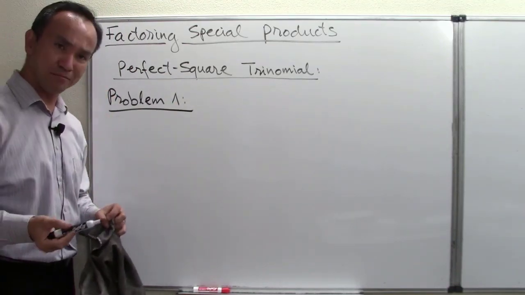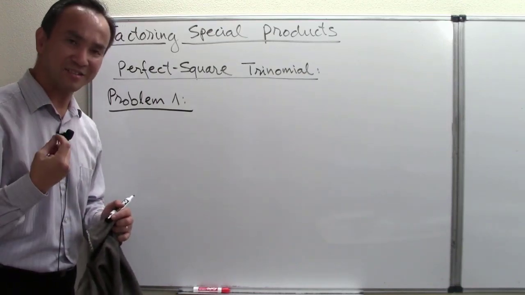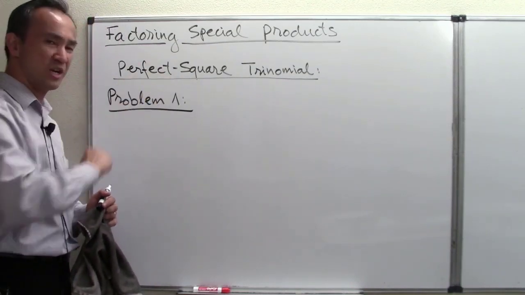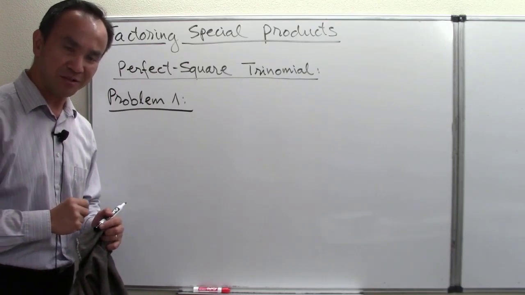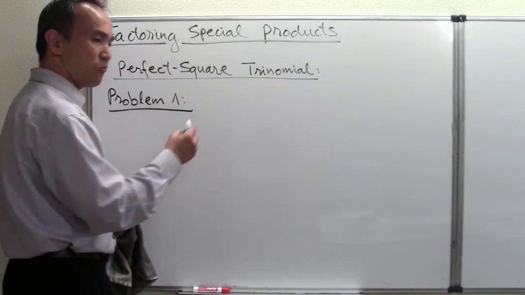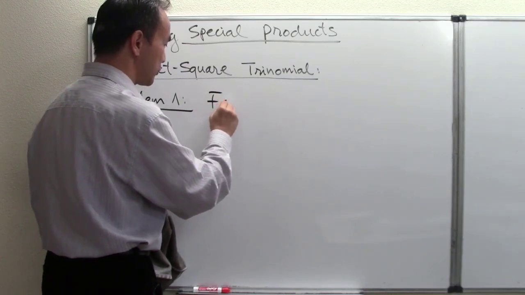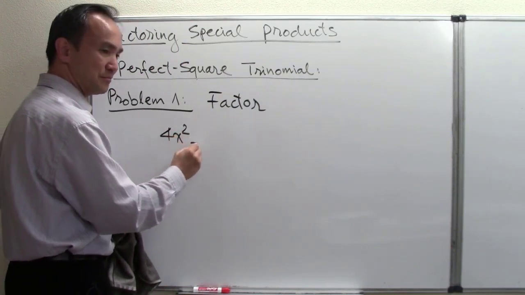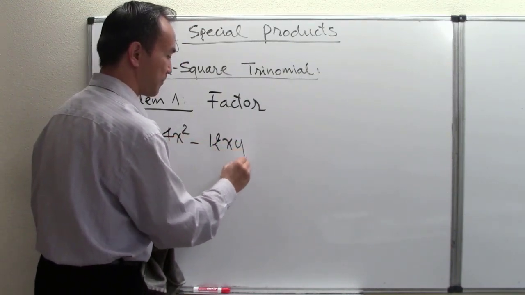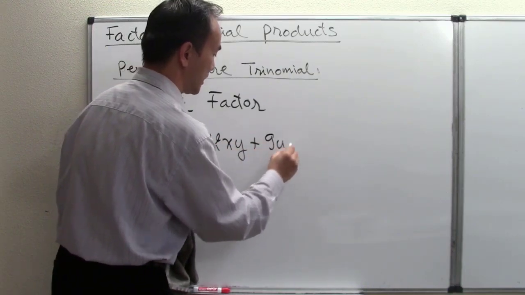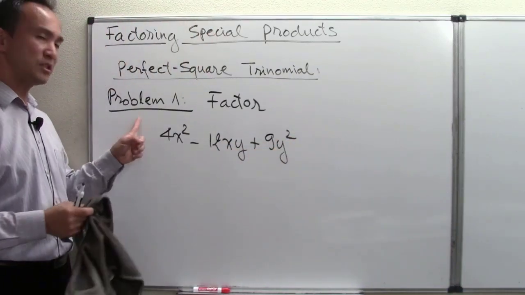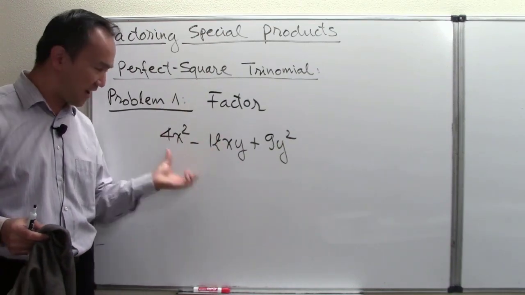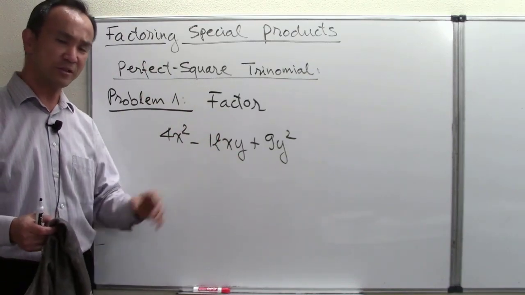So I bring in a problem so that you can learn the technique, and you can see how we can apply the perfect square trinomial to factoring a quadratic expression. So for this problem 1 right here, let's just simply say we are instructed to factor. And what we have here is, how about 4x squared minus 12xy plus 9y squared. So in this problem, I bring in just simply a factoring problem.